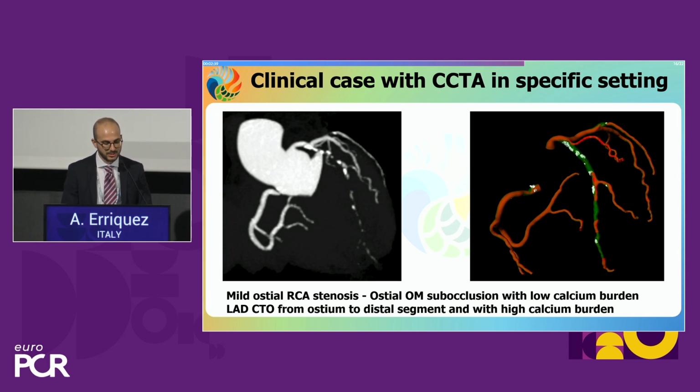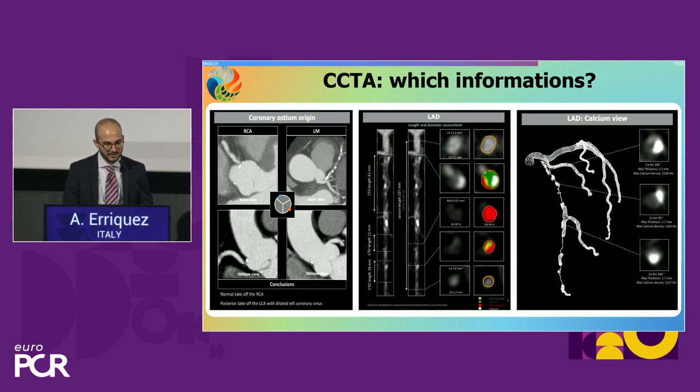This was a case of a patient with effort angina who was sent to perform a CT scan that revealed a multivessel disease with, in particular, a long occlusion of the LAD with high calcific burden. These are some examples of information acquired during the CT scan: the coronary ostium origin for the catheter selection, the reconstruction of the vessel in the center of the slide, and also the calcium view with information like the calcium arc, the calcium thickness, the calcium density, and so on.